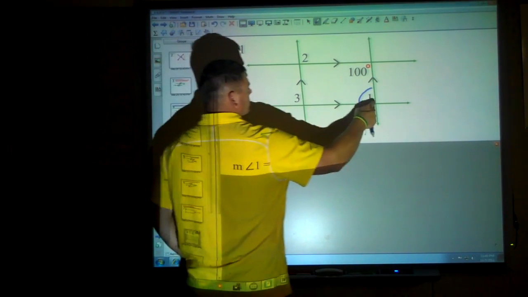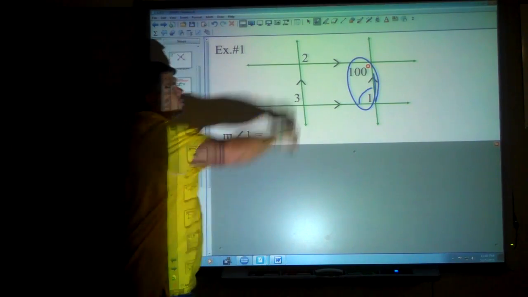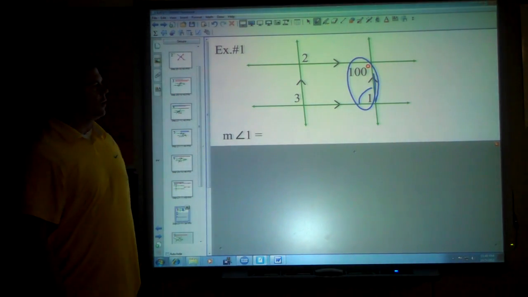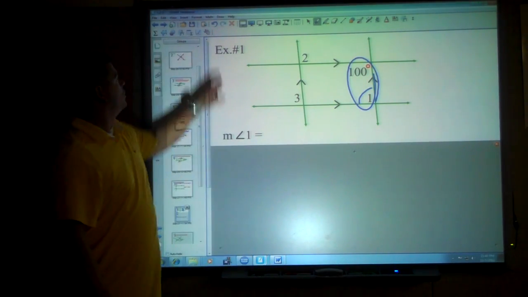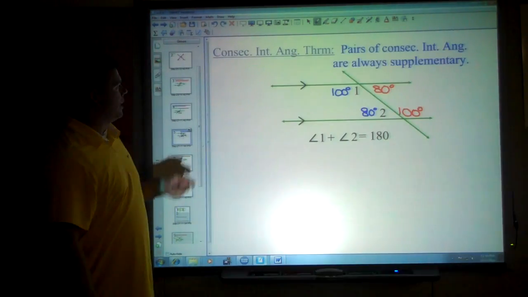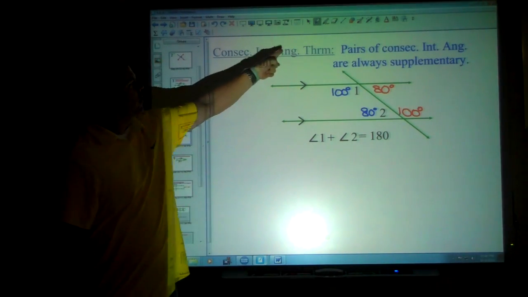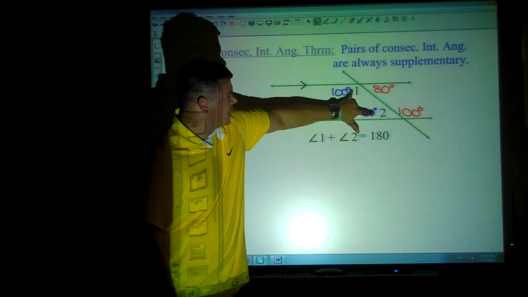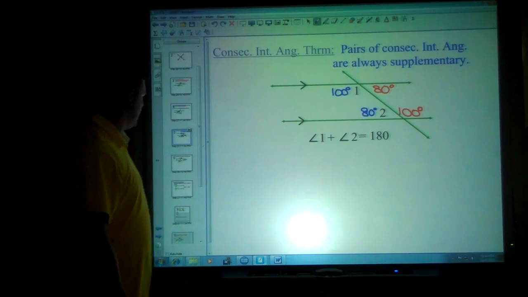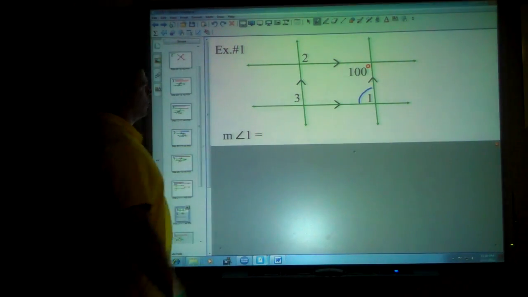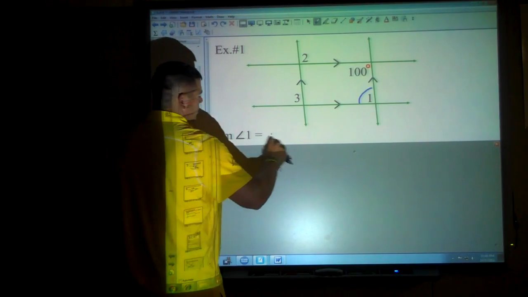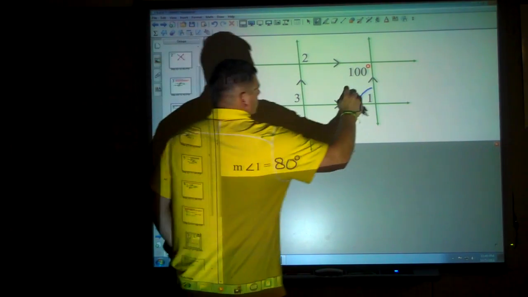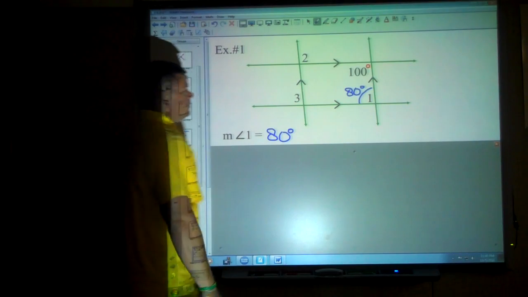And we just learned there's some connection between the two that are on the same side of the transversal, and in between the two parallel lines. We learned that back here with the consecutive interior angles theorem. The two that are on the same side will always add together to be 180 because they are supplementary. Therefore, 100 plus what is going to be 180? The measure of angle 1 is 80 degrees. So I know that's 80 degrees.